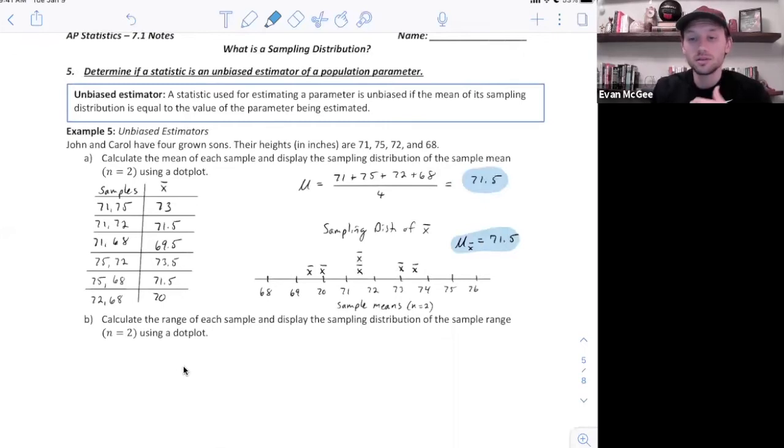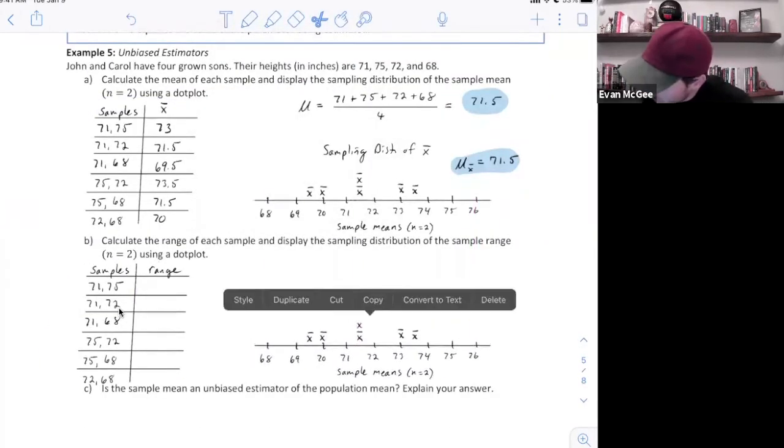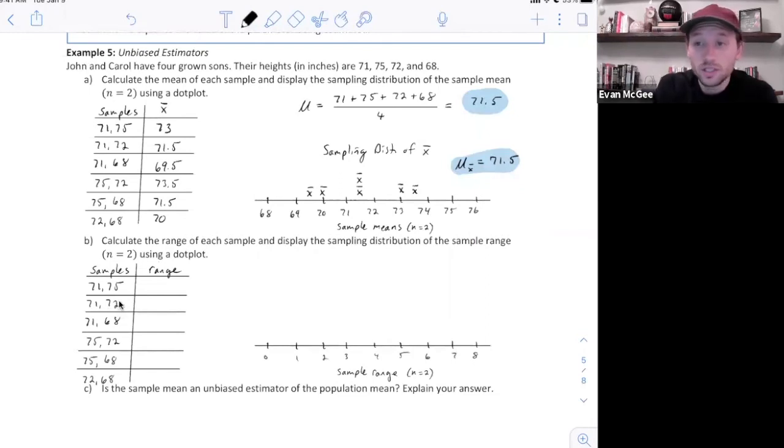Now let's do the same thing, but instead of creating the sampling distribution of X bar, we're going to calculate the range of each sample and display the sampling distribution of the sample range. So now we use these same samples, but instead of calculating X bar, we're going to calculate the range from each sample and plot those values. Remember, the range is the difference from the largest to the smallest. So 75 minus 71 will give us a range of 4, a sample range of 4. And I'll do each of these for the remaining samples, and then I'll plot them on my dot plot over here.